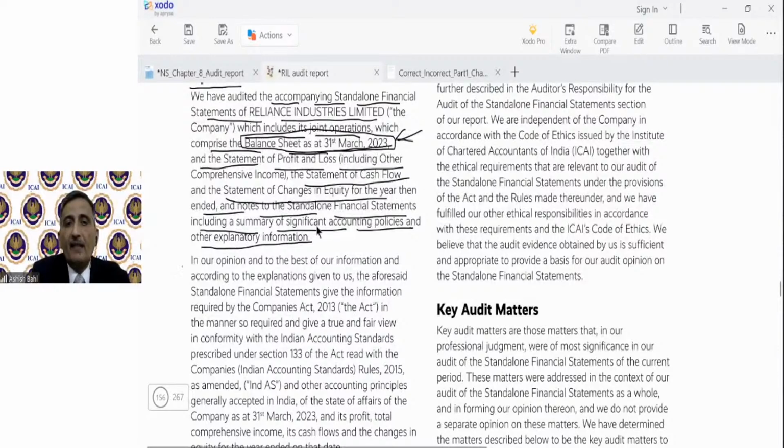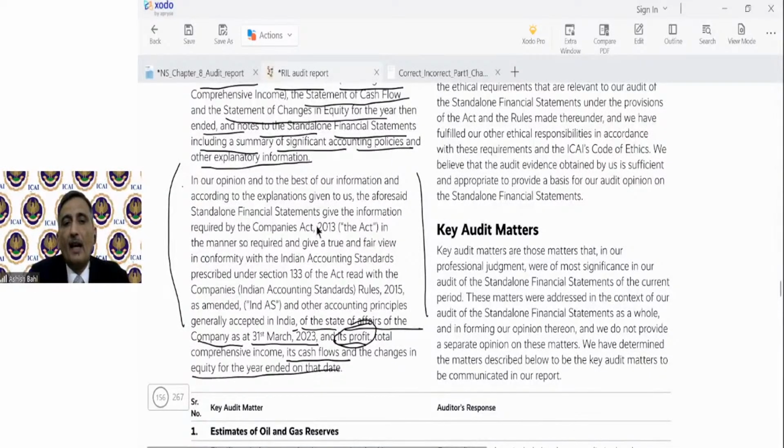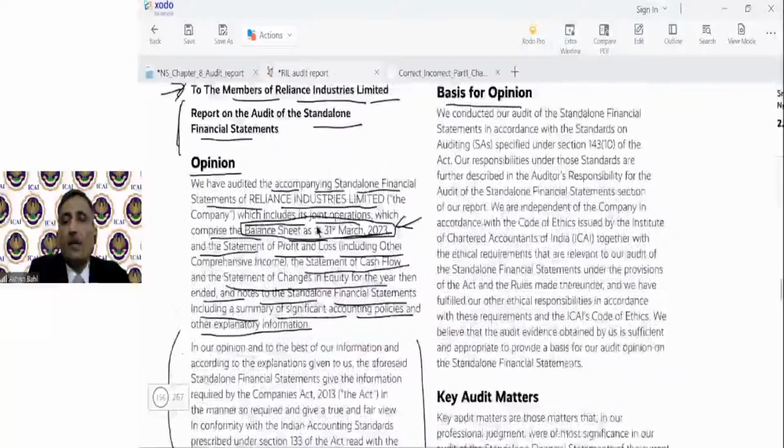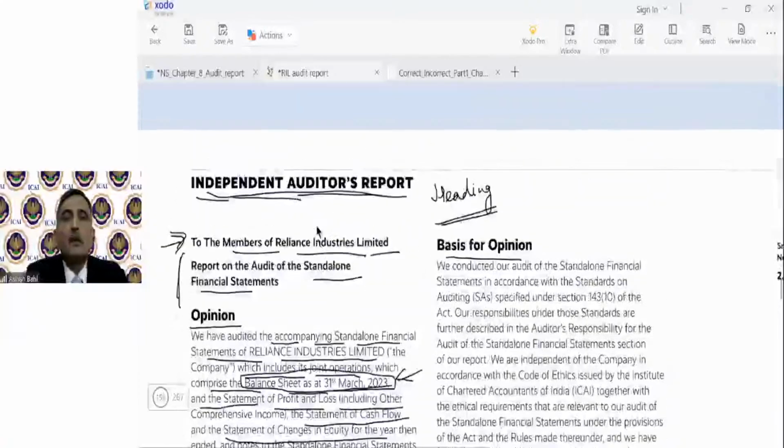Thereafter, the opinion is given that this report presents a true and fair view of the state of affairs of the company as at 31st March 23, its profit, its cash flows and changes in equity. And then there is the basis for opinion. Then there are key audit matters. We shall again be coming to this report. So first of all, let us proceed through your module.